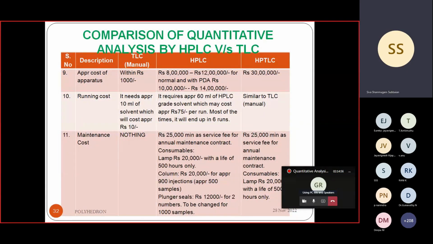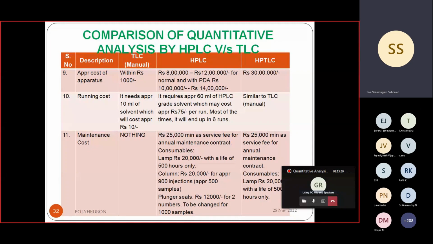Then the cost of the equipment: with TLC, it is just 1,000 rupees. Whereas HPLC, if anybody is giving a discounted price, it can be 8 lakhs for an isocratic system with a normal UV detector. If you don't get any discounts, it may vary from 14 lakhs to 25 lakhs to 30 lakhs. It runs into lakhs. And the running cost: the analytical cost is only 10 rupees for TLC, 10 ml of solvent, 10 rupees. Whereas in HPLC, the solvent cost alone is 75 rupees.